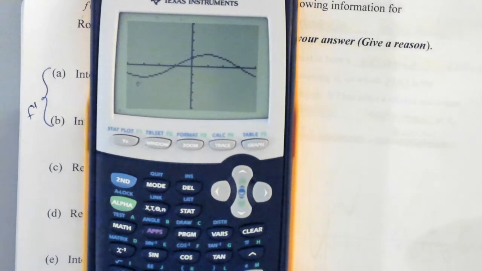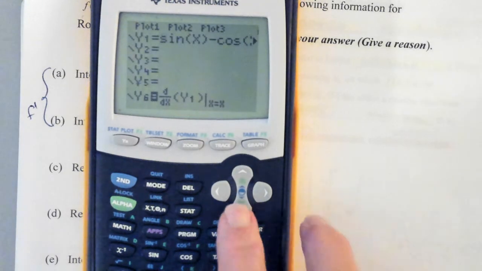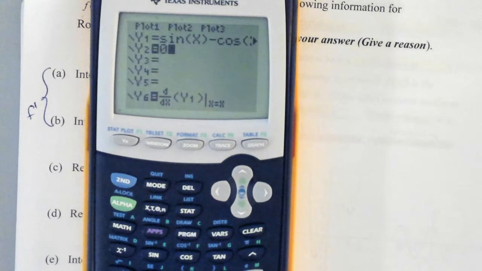Okay, I'm going to also give you guys another hint. Do you remember in Algebra 2 you had to find the zeros? So you go in and find the zero and you give it a left bound, a right bound, and a guess. There's an easier way to do it. If you go back into y equals, and in y sub 2, just put 0. Where does y equal 0?